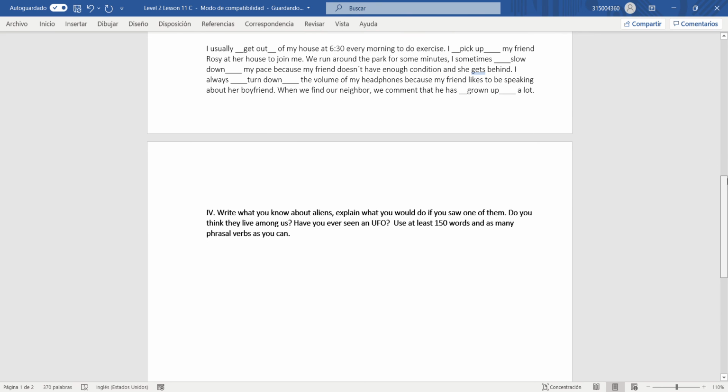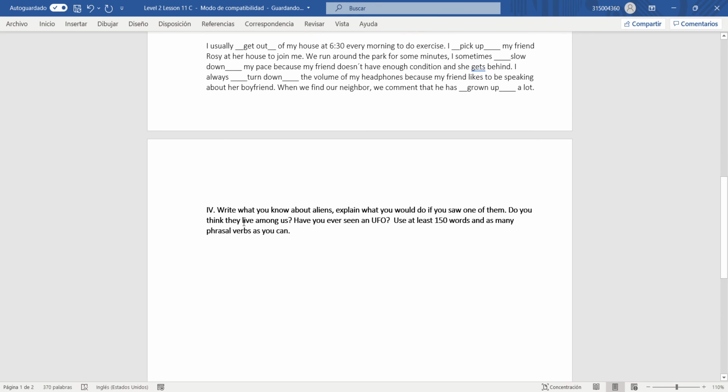And for part number 5, you have to write what you know about aliens. You have to explain what you would do if you saw one of them. Then, do you think they live among us? Have you ever seen a UFO? And well, you have to use at least 150 words and as many phrasal verbs as you can. Okay, so you have to use phrasal verbs and 150 words at least. So that will be it.